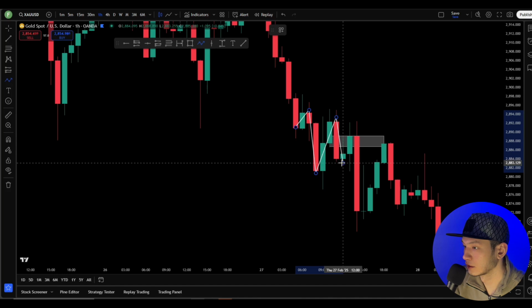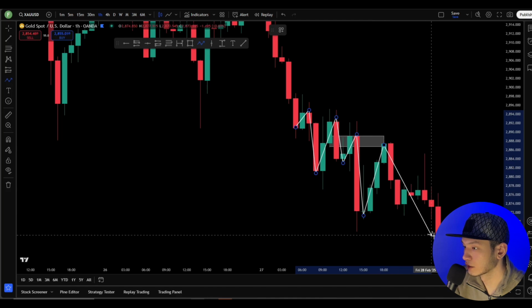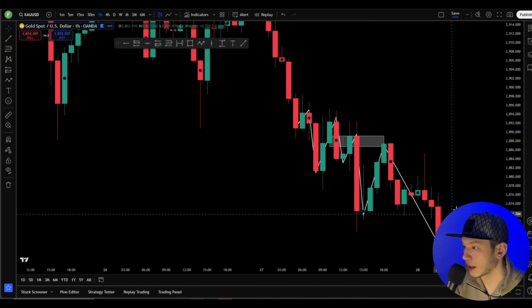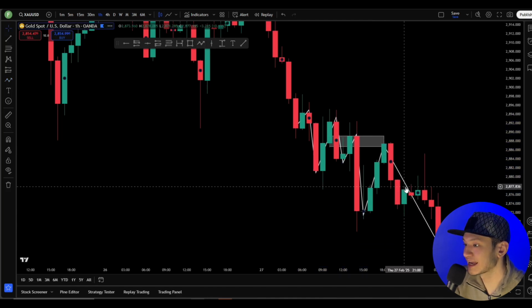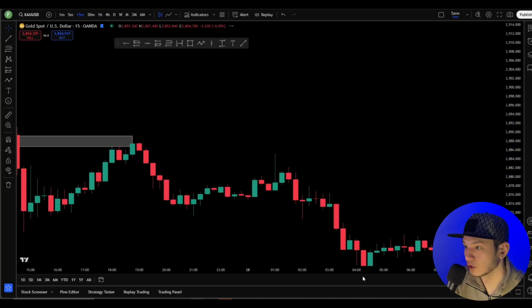Pull back, another low, which is external. Pull back, going all the way down. Okay, so this is external structure. Pay attention, we're going to go one more time to a lower time frame.